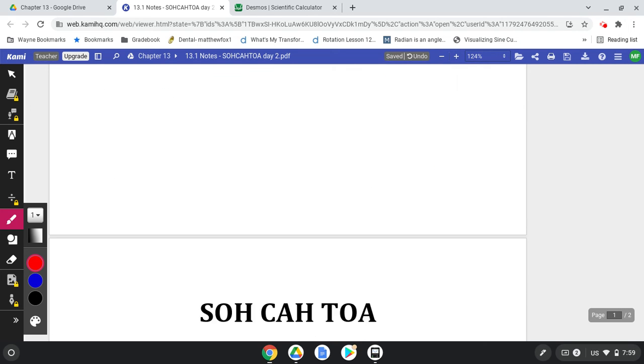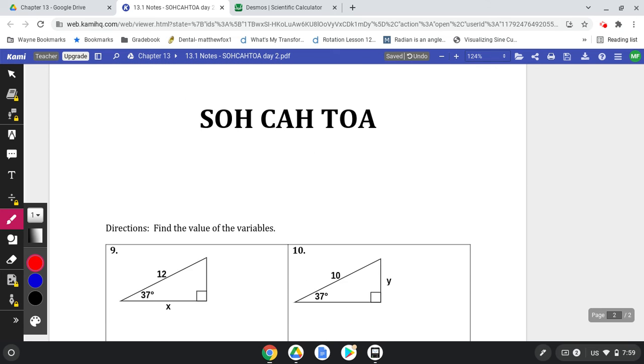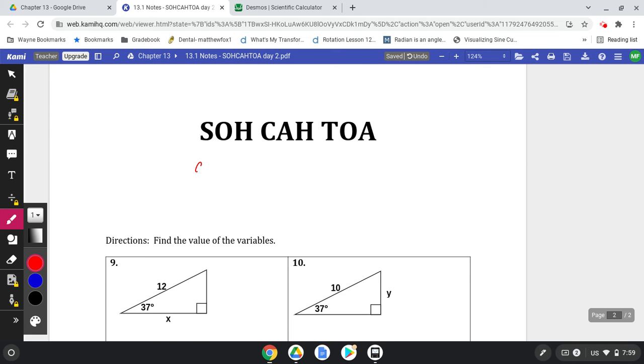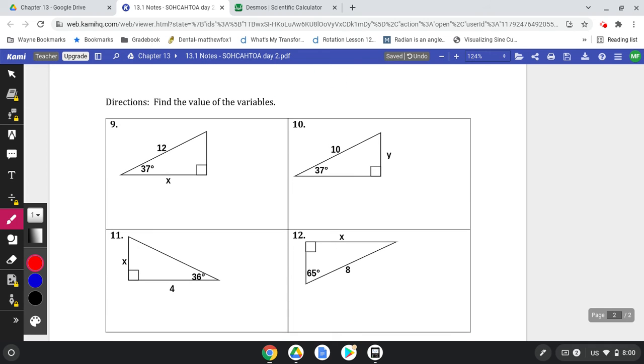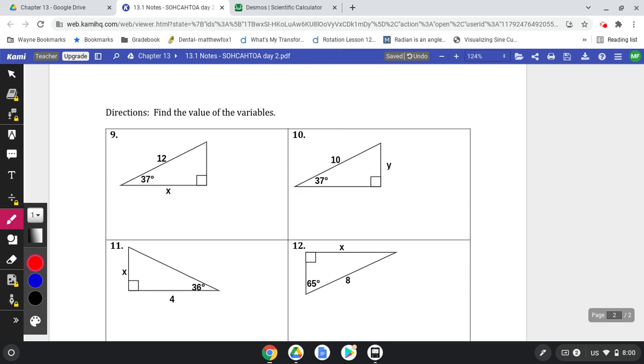All right, so remember SOHCAHTOA, and some of you might prefer to write it as this, SOHCAHTOA. So yesterday we just found our fractions. Today we are going to actually solve for variables using this SOHCAHTOA method.